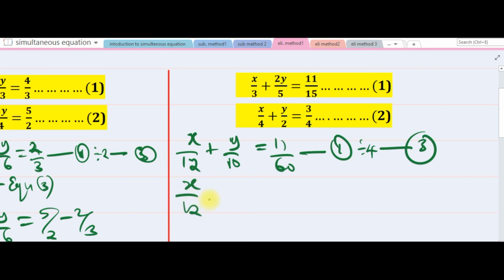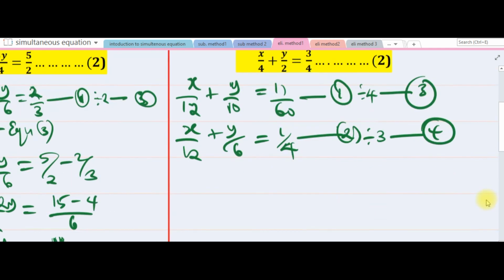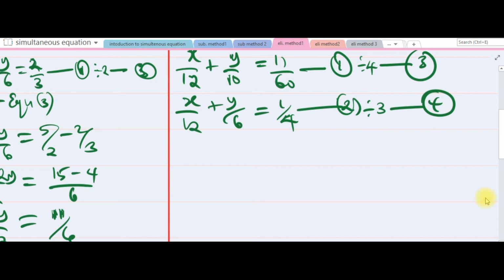This is x over 12 plus y over 6 equals 1 over 4. So I divided by 3. What I did was equation 2 divided by 3. Call it equation 4. The next thing we will now subtract because the signs are the same. So I'll prefer equation 4 minus 3 because of the negative. This is greater than this. So I now do equation 4 minus equation 3.